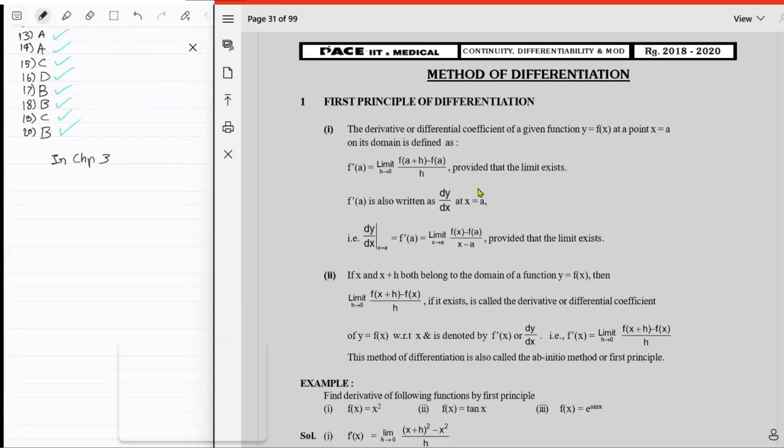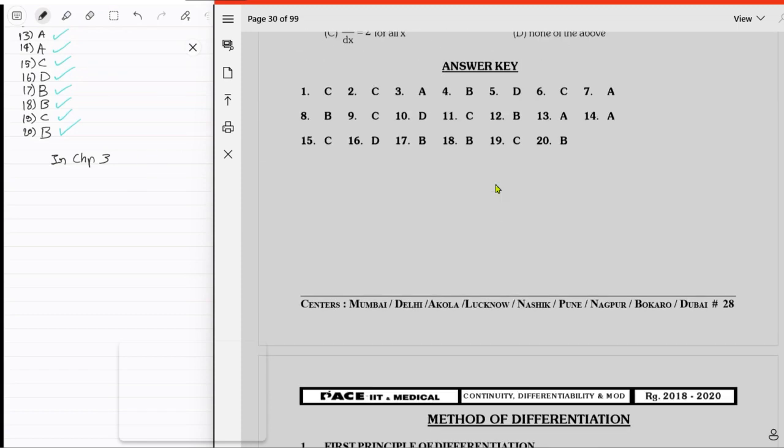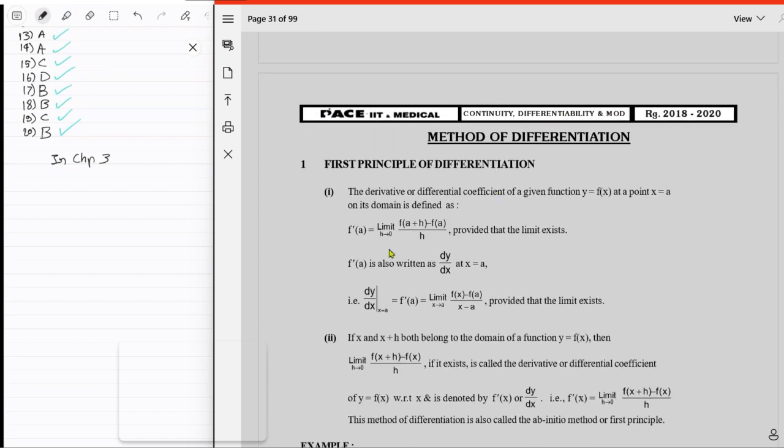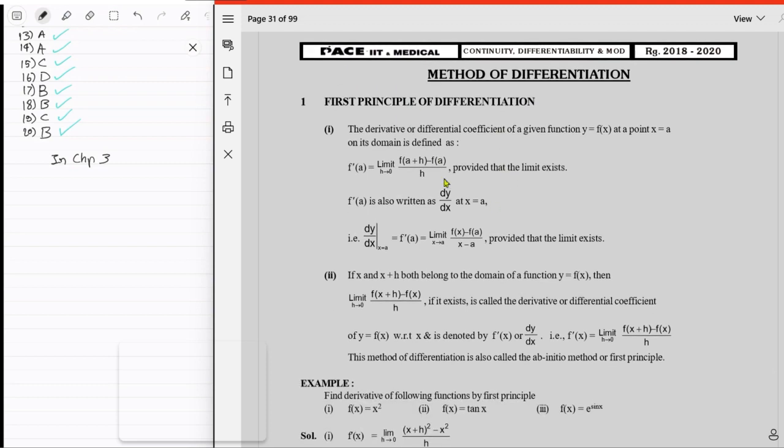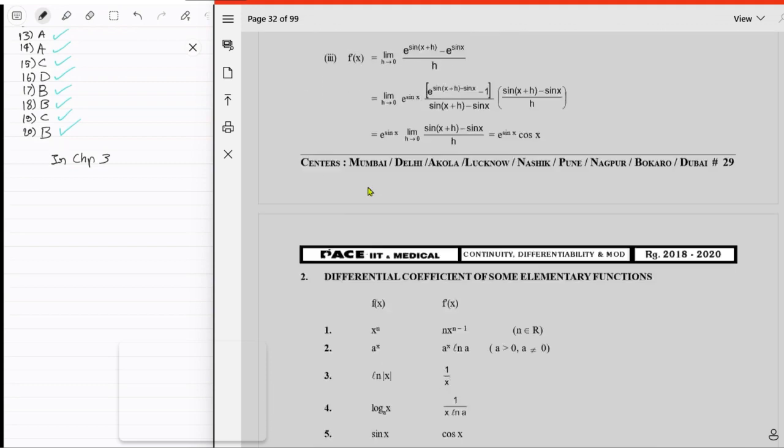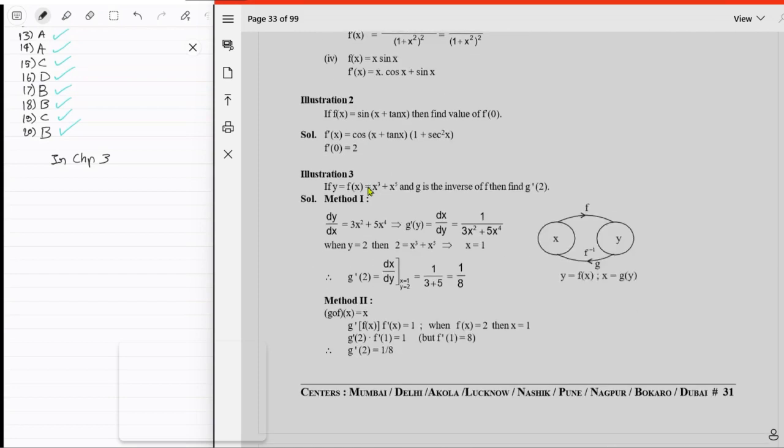All right, so we did the first two in chapter exercises. Now we are going towards the third one. First, let's read this theory. So you have the first principles of differentiation. Yeah, we don't want that. We already know it. Whatever. Just move on.